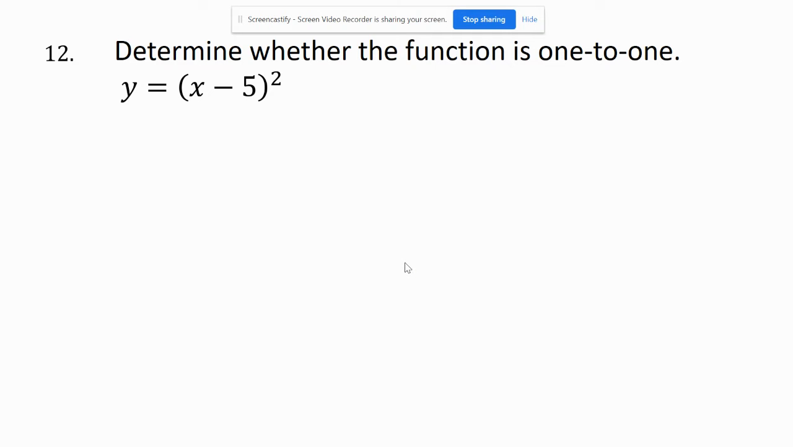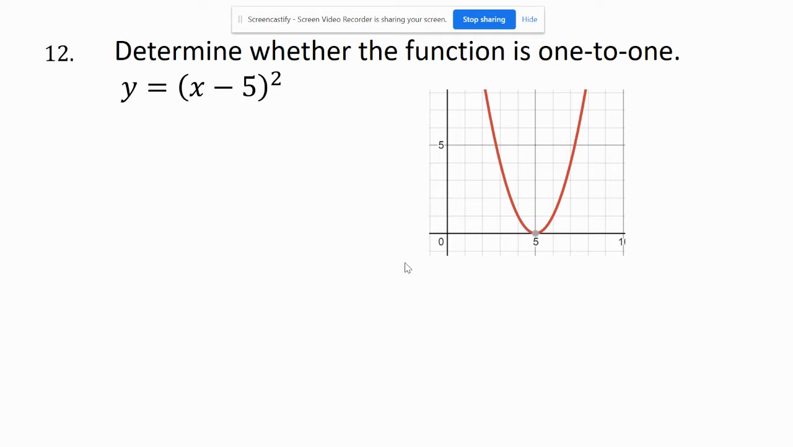Determine whether the function is one-to-one. And by that, first off, I just graph this function. By one-to-one, it means it will pass the vertical and horizontal line test, because if it passes, basically by being one-to-one, it means its inverse is also a function. So here's what we do.